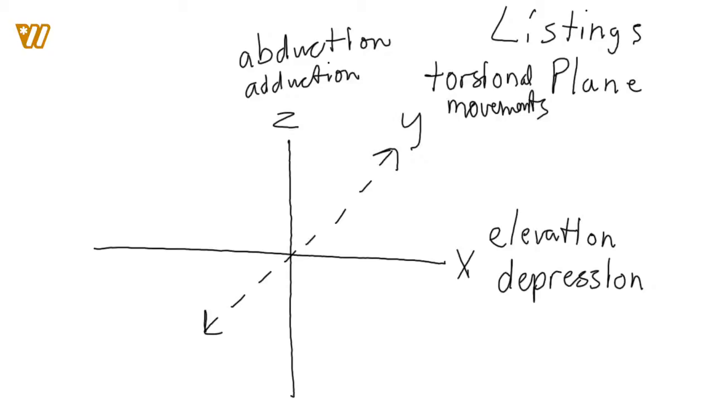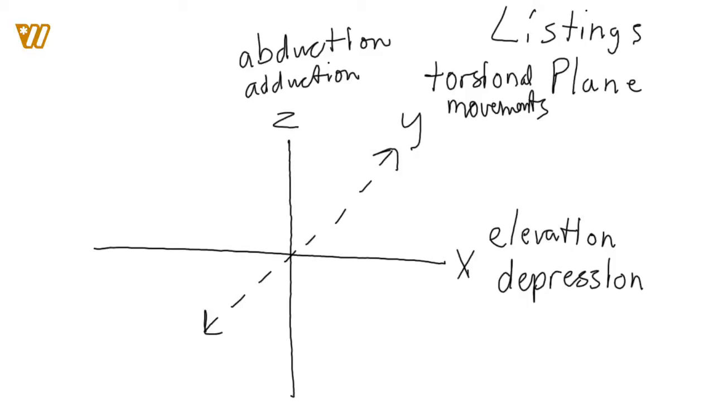So let's dive into our ductions themselves. So what is adduction? Well, the key thing there is that ductions are monocular. That's what you want to circle right there. Ductions are going to be monocular rotations. So abduction is going to be going away from the midline. Adduction is going to be going towards the midline. Elevation is going to be an upward movement of the eye. Depression is going to be a downward movement of the eye.